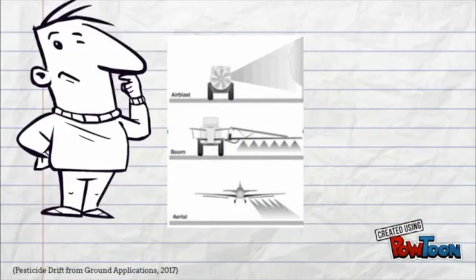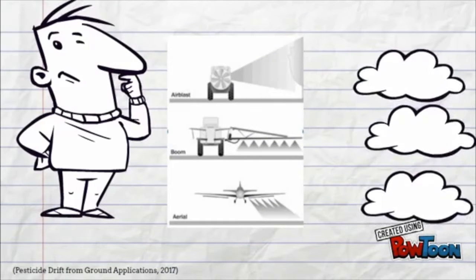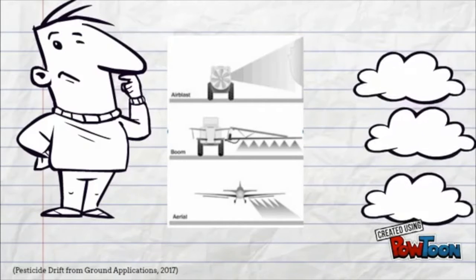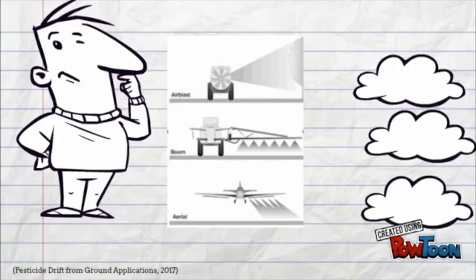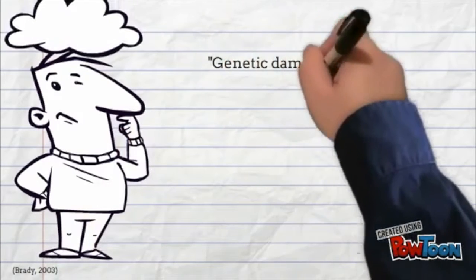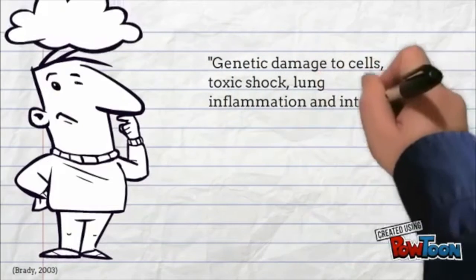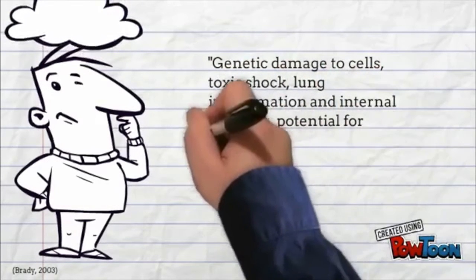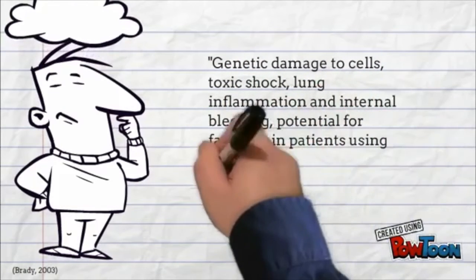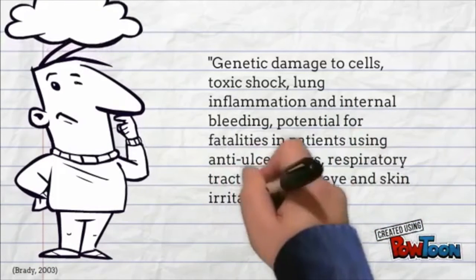If we take a look at this simple graphic, it becomes clear how easy pesticides become airborne by understanding how they are applied and the machinery or mechanisms that are involved in the process. Pesticide drift has direct impact to humans, which can include genetic damage to cells, toxic shock, lung inflammation and internal bleeding, potential for fatalities in patients using anti-ulcer drugs, respiratory tract problems, eye and skin irritation, as well as some forms of cancer.